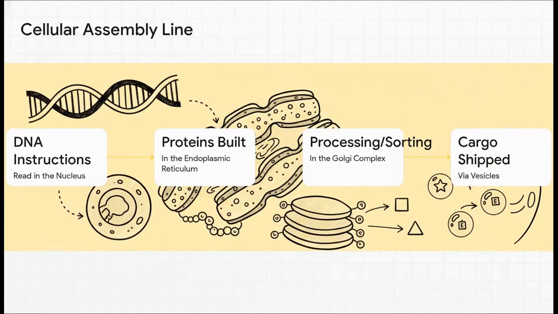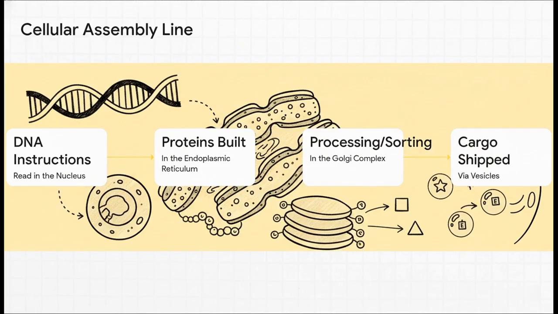So you've got the blueprints. Now what? Well, the cell has this incredibly efficient assembly line. It all starts in the nucleus, where the DNA instructions are read. That message gets sent out to the endoplasmic reticulum. That's the factory floor where the proteins are actually built.